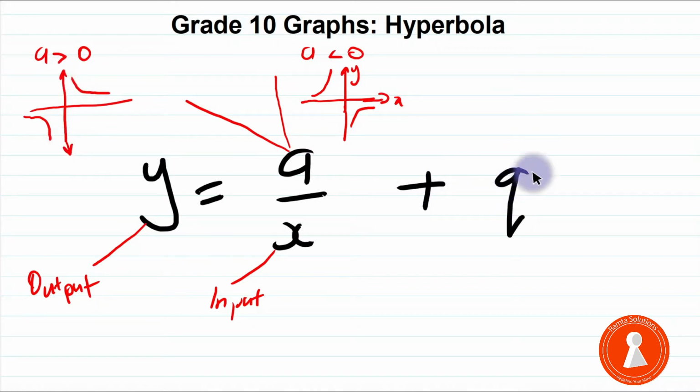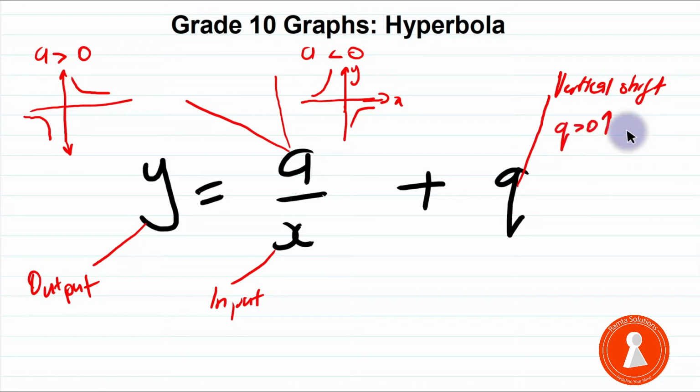Now again, we also have to talk about this guy. He represents vertical shift or vertical translation. Just like we described him in parabolas, if he is positive, he shifts up. If he is negative, he shifts down. Again, he represents the horizontal asymptote.